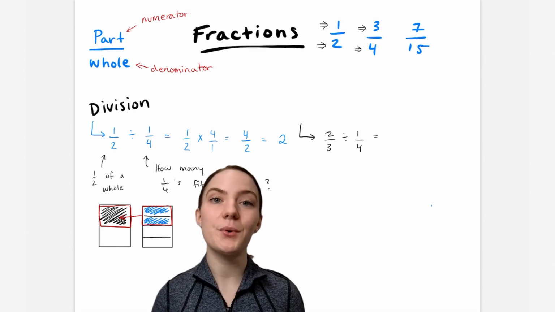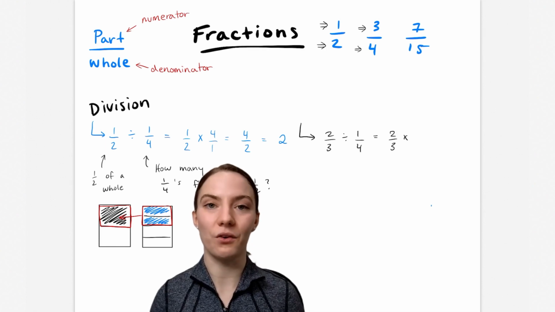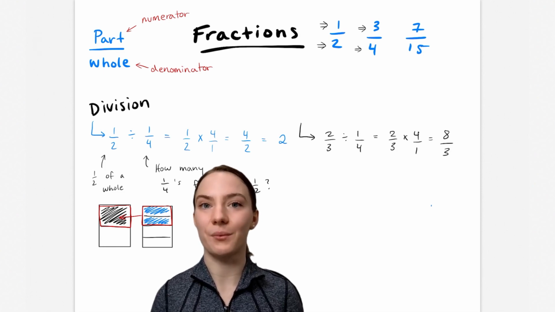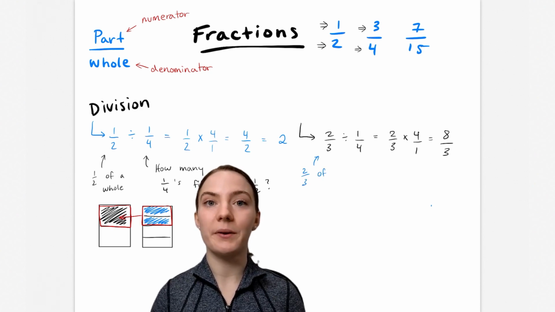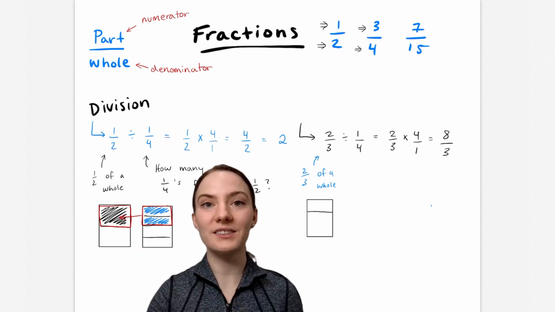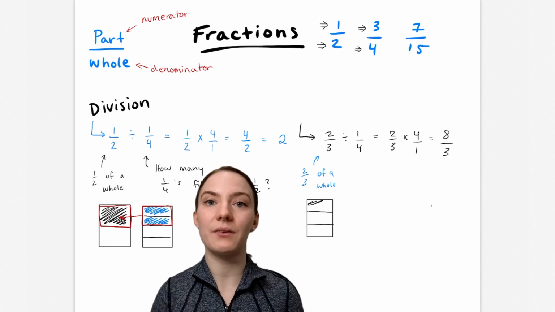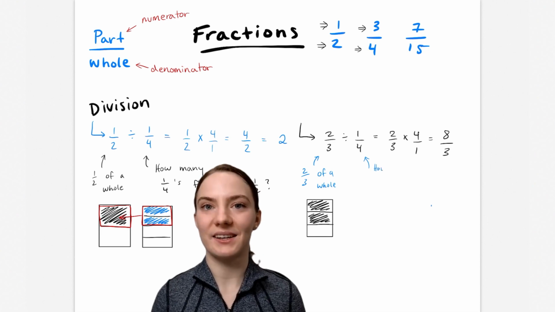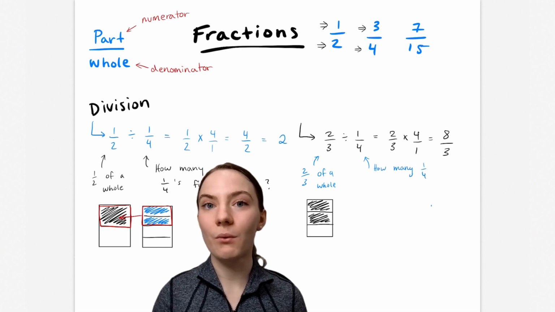Here we have 2/3 divided by 1/4. And you can use your division rules to show that the answer would be 8/3. But let's visualize this. 2/3 represents 2/3 of a whole. So if I draw a rectangle, split it into 3 equal parts, we can shade in 2 out of 3 of those parts.